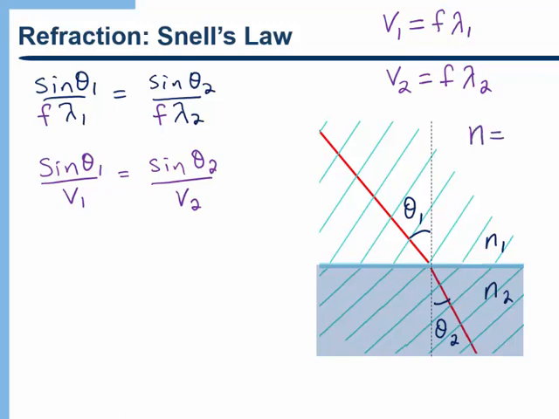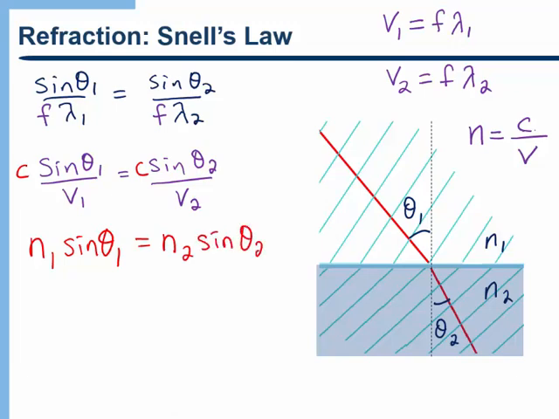The last thing that I'm going to do is now try to convert velocity into index of refraction. We know that the index of refraction is the speed of light in a vacuum divided by the speed of light in the material. And so if I just multiply both sides of the equation by c, c over v1, since c over v is equal to n, is just n1. So I get n1 sine theta 1, and c over v2 is n2. So I get n2 sine theta 2. And that is Snell's law.